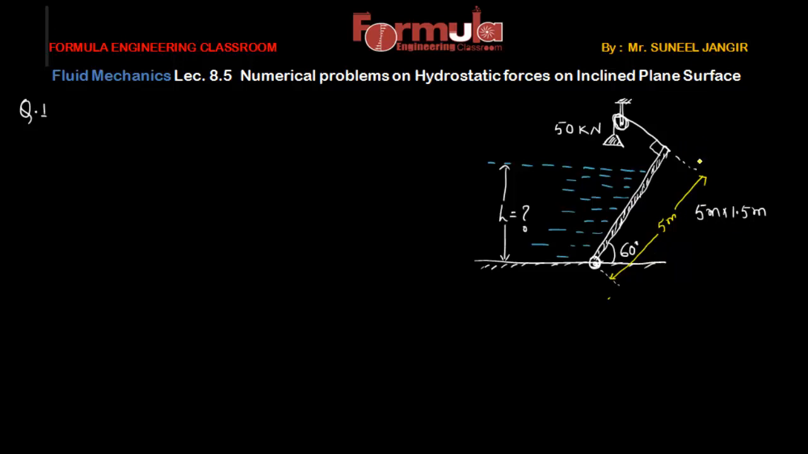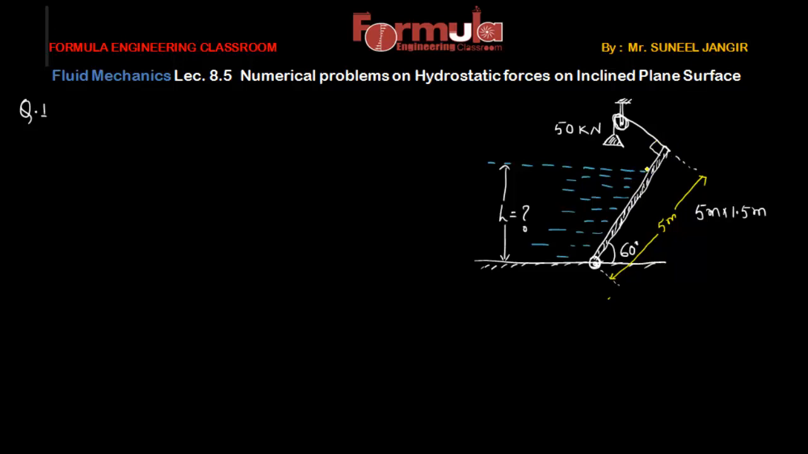Now, on the left hand side there is water, and the water height is unknown, which we have to calculate. This gate is balanced by a rope and pulley system, by hanging a weight of 50 kN. We have to calculate the height of water at which the gate will start to fall to this side. Again I'm repeating the problem: what is the height of water at which the gate begins to fall.